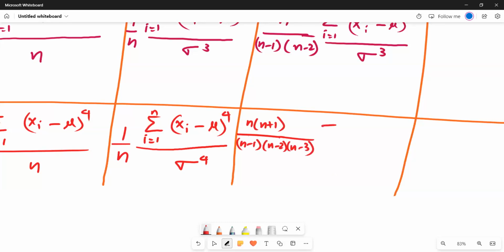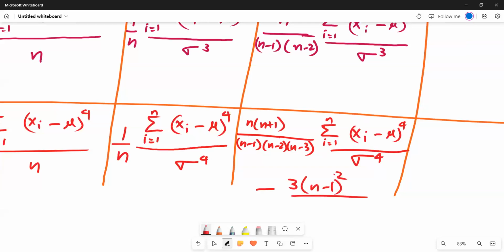Followed by the summation of I equals 1 to n. This will be xi minus mu raised to the power of 4 divided by the fourth power of the standard deviation. And we have one additional term, which is we'll subtract this complete output from 3 times n minus 1 whole square.